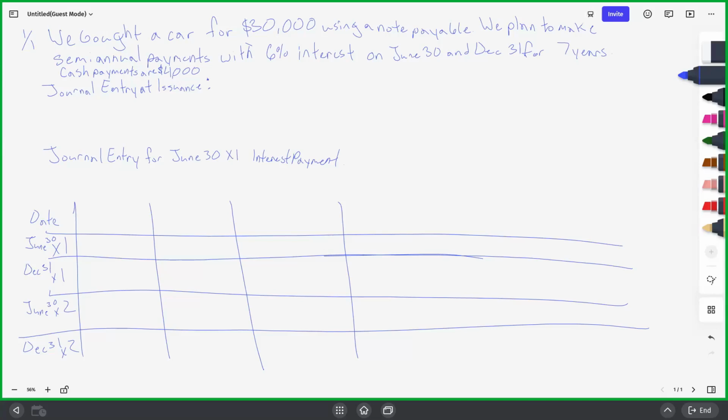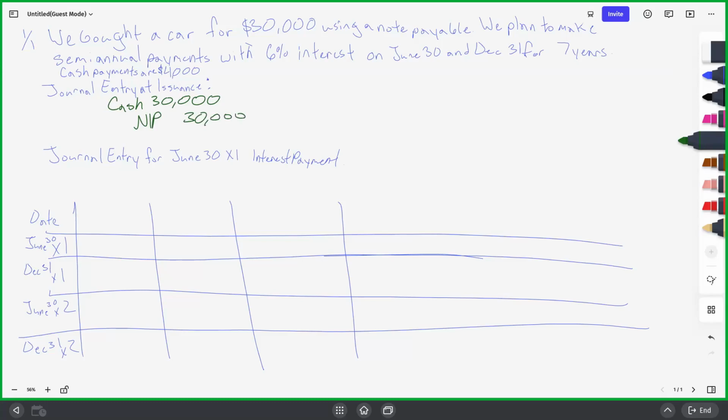All right, we're going to start running through this. I know not everyone's probably done, but I want to make sure we're able to get through everything. So, first off, how do you get the journal entry for at issuance? Cash and note payable, what's debited, what's credited? Cash is debited. How much? 30,000. And note payable.